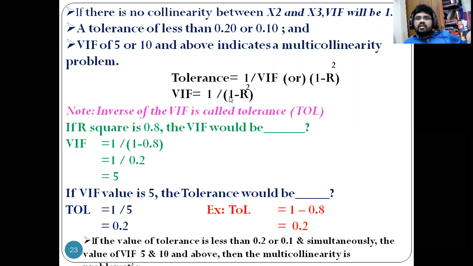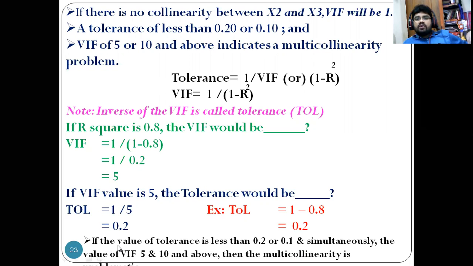Another formula for tolerance is 1 minus R square. Sometimes they will give the VIF value, sometimes they will give the R square value. If the R square value is 0.8, the tolerance would be asked, so you need to substitute it in 1 minus R square. Same thing we have taken, R square is 0.8 and VIF is 5, and you can find the tolerance is 0.2. Whatever value is given, we should be able to find it. Remember this, it is very important for you.